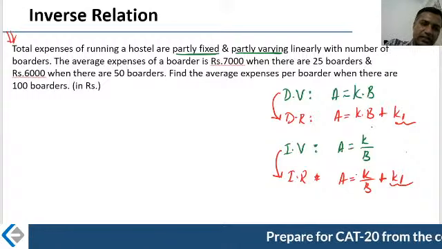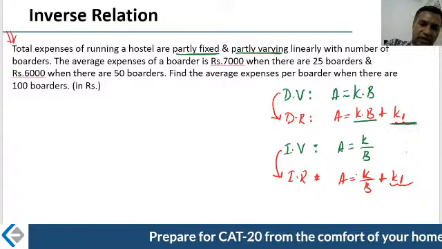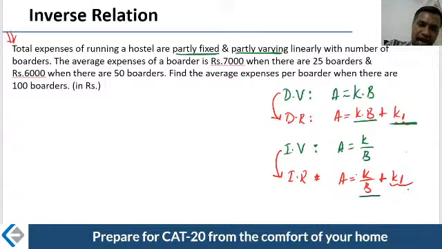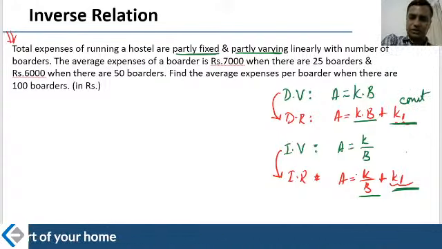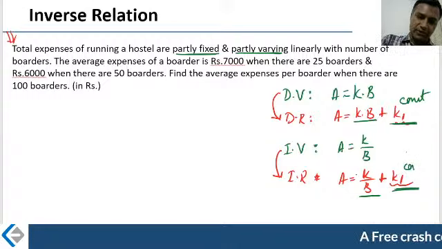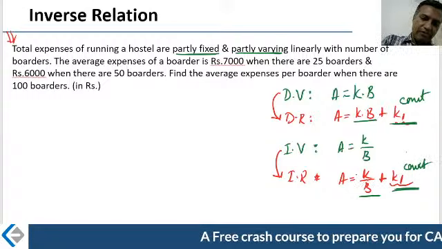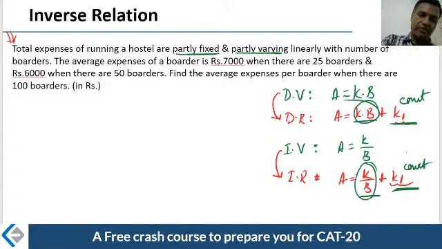Already you say there is something varying and something fixed. That's when you quickly understand that this is nothing but an inverse relation. Why? Because there is some constant part and some varying part. This is the fixed, constant part. That is the varying part, and A varies with this. Now I need to understand whether they are increasing or decreasing.